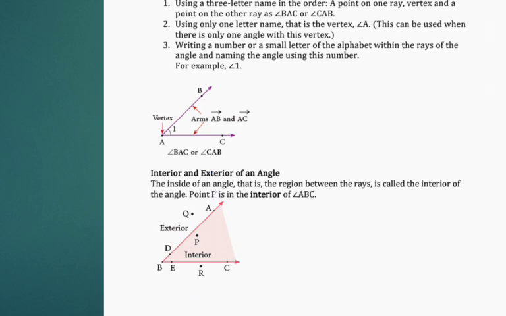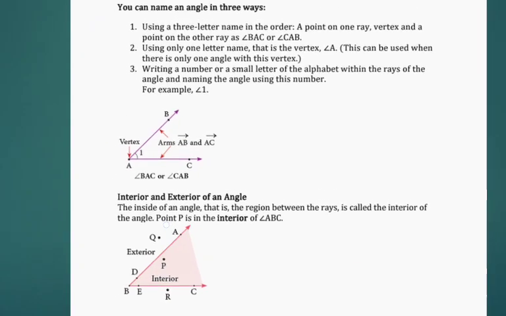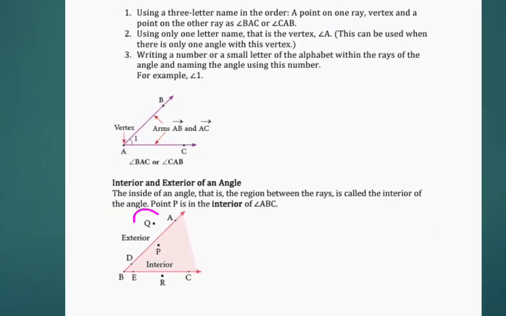Here you see Q and R. So these two points are in the exterior of the angle ABC, right? So T is in the interior, and Q and R are in the exterior.